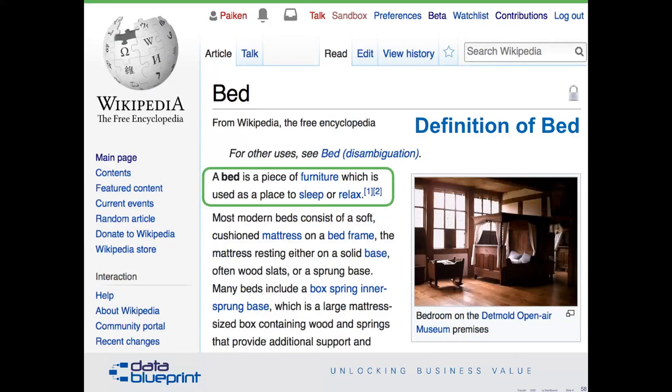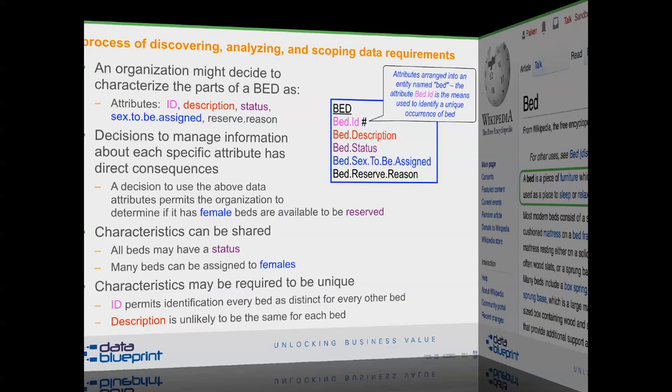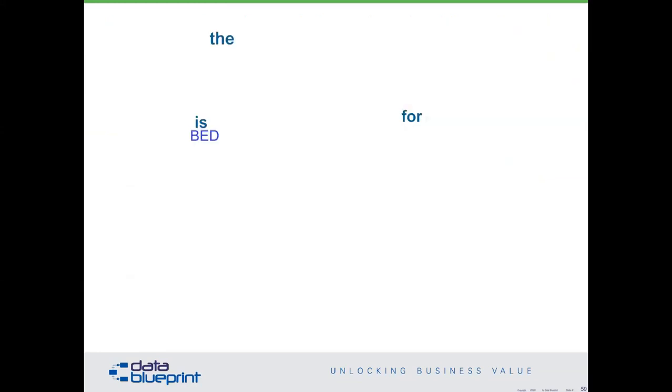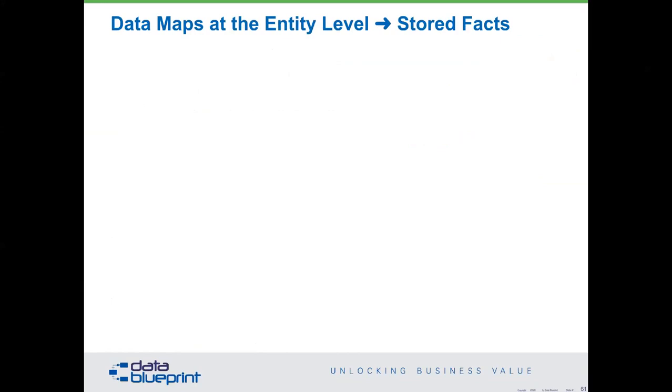So if I'm going to define a bed as a piece of furniture used as a place to sleep or relax, that's very nice. But remember this part over here? We were talking about beds and status and things like that. We actually need to have the bed ID be able to tell us one particular bed versus all of the other beds. And when we were working on this project, this is a project that we did for the Veterans Administration here, we would ask the question as a data architecture component, a data model in this case, what's the relationship between a bed and a room?